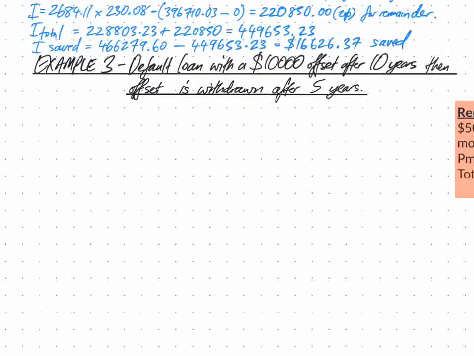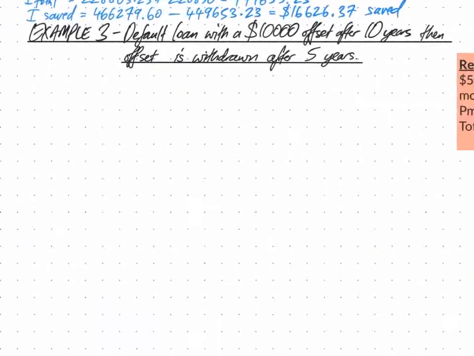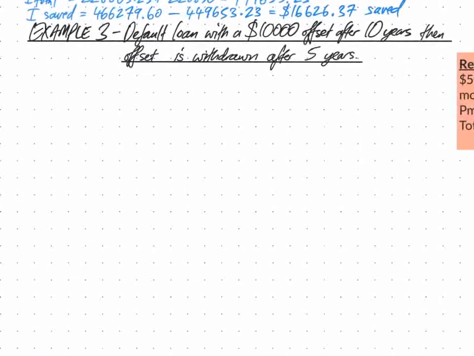But the concept remains the same, okay? It's the way that you calculate it, it's all exactly the same. It's just more parts. And the reason why there's more parts here is because you hold the offset in for a limited time and then you take it out again. So there become 3 chunks. There becomes the time before the offset, the time during the offset. So you can see the example is default loan with 10,000 offset after 10 years. Then I withdraw the offset after 5 years. So you got 10 years before the offset, 5 years of offset, and then the remaining time after the offset.